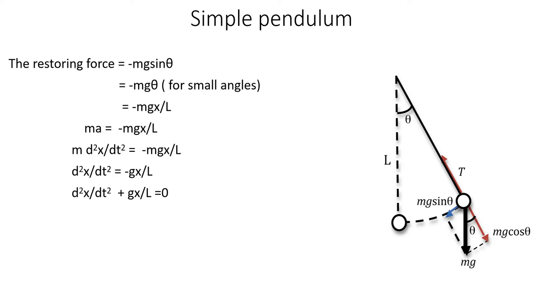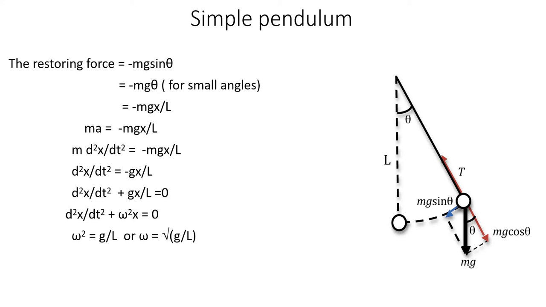This is similar to our simple harmonic motion equation of differential form, d square x by dt square plus omega square x equal to 0. This is the differential form of simple harmonic motion. So if you compare both, what can you write? You can write omega square equal to g by L, or omega is equal to root of g by L.